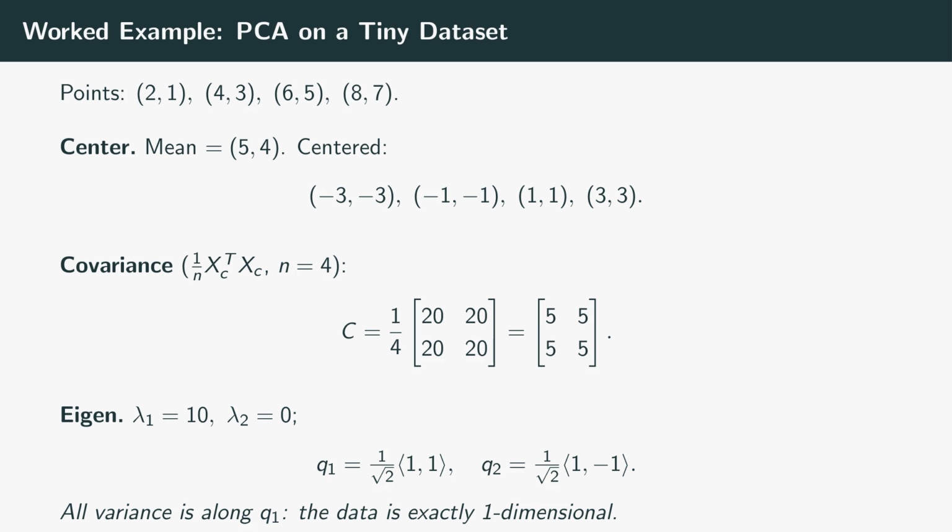Step 2. The covariance matrix. Form the centered data transposed times itself and divide by 4. Each entry works out to 20 over 4, which is 5, so the covariance matrix has 5s in all 4 positions. Step 3. The eigenvalues and eigenvectors.